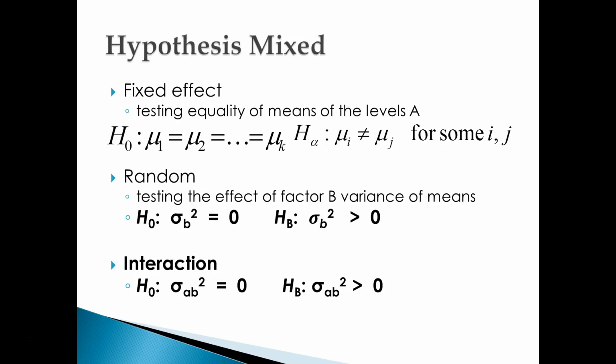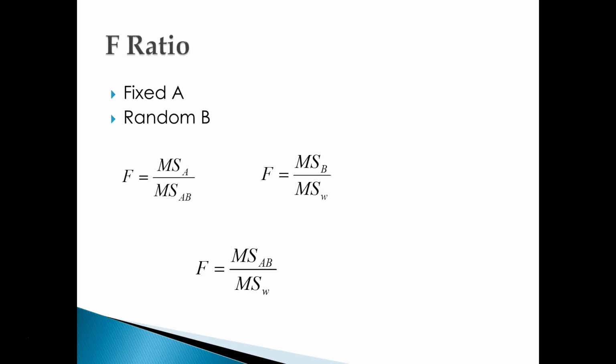Here are the hypotheses for mixed effects, more explicitly. For the null, mu is equal to all other mu's, and for the alternative, there is at least one difference. For the random effect, again, the null is that the variance is equal to 0, whereas the alternative states that it is greater than 0. And for the interaction, as I stated before, the alternative is that there is a variance amongst the means greater than 0.